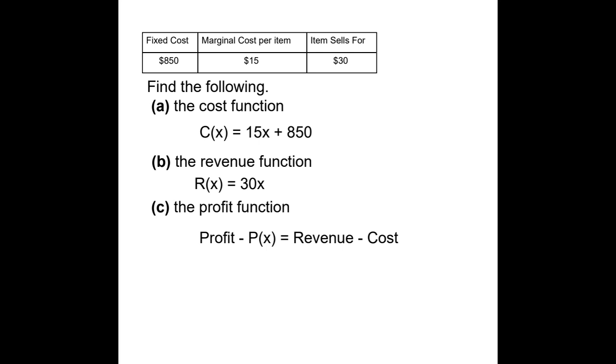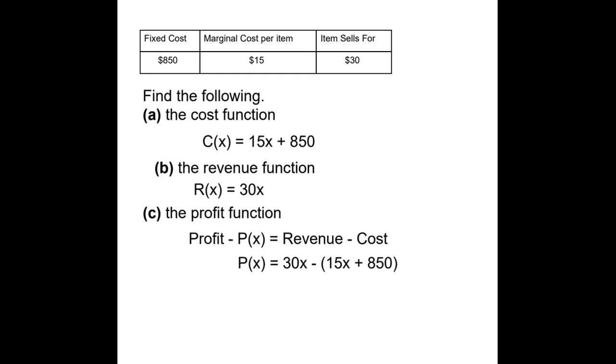That is our profit. So we have our revenue function, which is 30x. We're going to subtract that with our cost function, which is 15x plus 850. And if you notice, I had to put a parenthesis here because I'm dealing with a polynomial. We have two terms here, so this subtraction has to be distributed, just like before, to both of these terms.